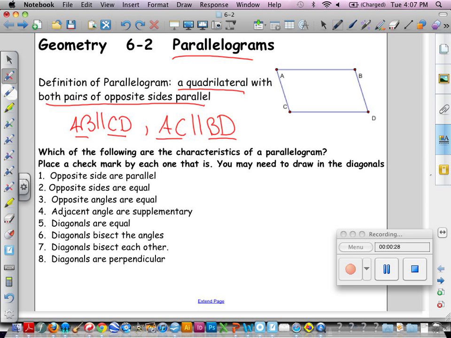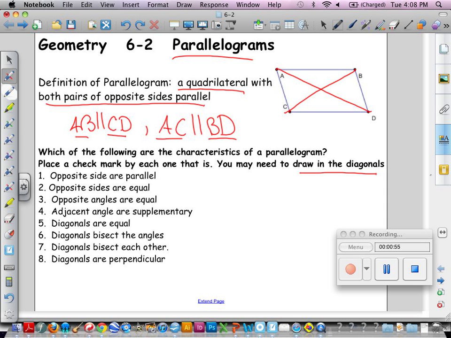Looking at the diagram on the right, which of the following are characteristics of a parallelogram? Place a check mark by each one that is. You will need to draw the diagonals in. Diagonals go across. AD is a diagonal and BC is a diagonal. Pause the video and place your check marks beside the characteristics.